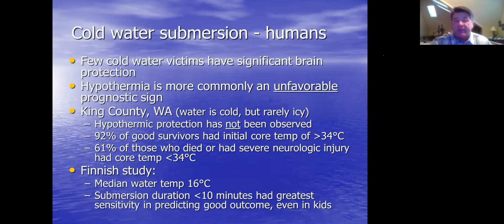Few cold water victims have significant brain protection. It's more likely than not to be an unfavorable prognostic sign. King County, up in Seattle, the water is cold, but it's rarely icy. They found that hypothermic protection was not observed in most of those patients because they had a core temperature of greater than 34. Went down to 32, you might have some protection. In Finland, they did a study where the median water temperature was around 16 Celsius, and people who had submersion duration less than 10 minutes had the greatest outcome, even in children. So even though cold water can be protective, getting them out of the water and oxygenated is the best treatment.